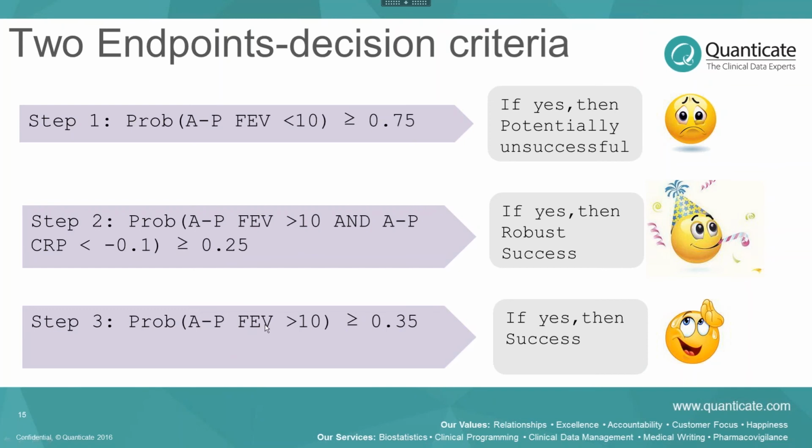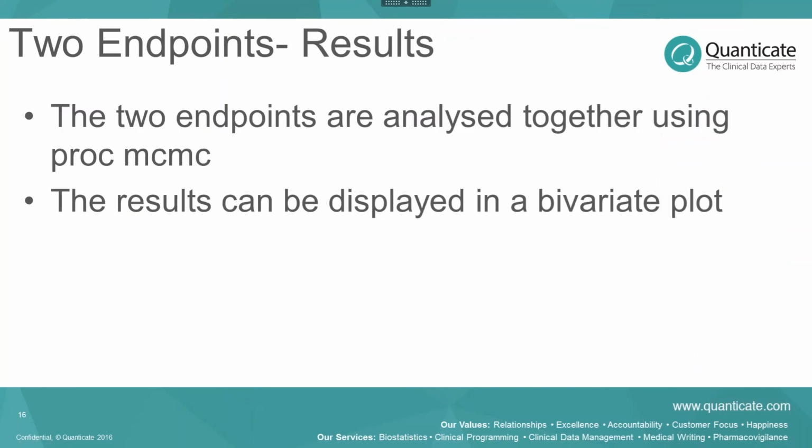If we had a pretty high probability, so 0.35 or above, of there being a difference in FEV of more than 10, but not looking at the CRP, then it was a success, but a few, we're seeing something rather than party time.